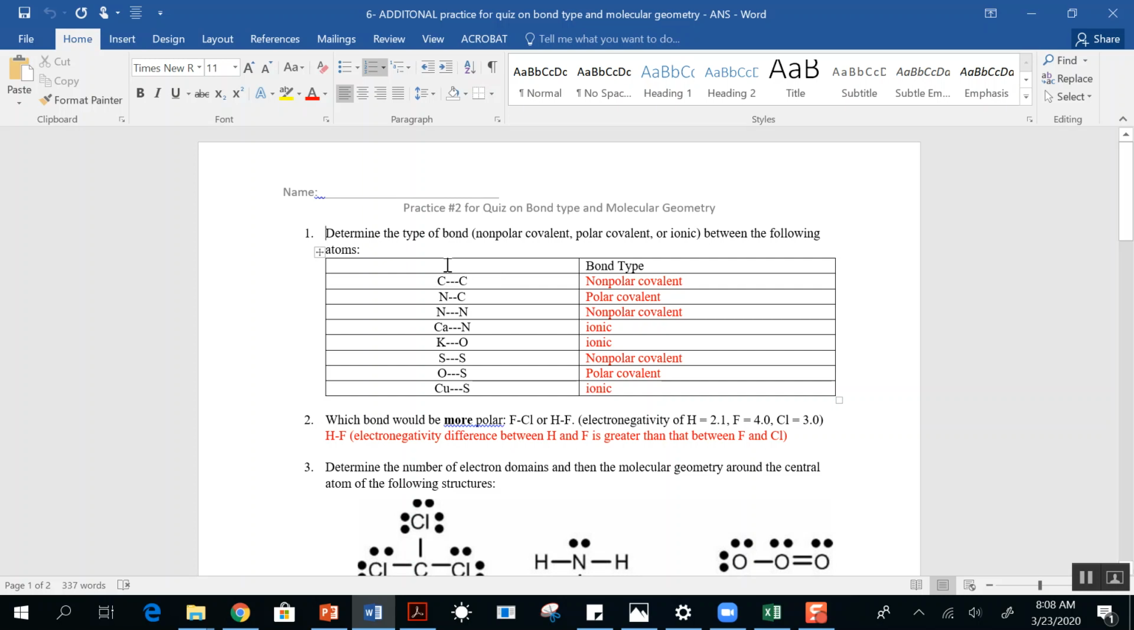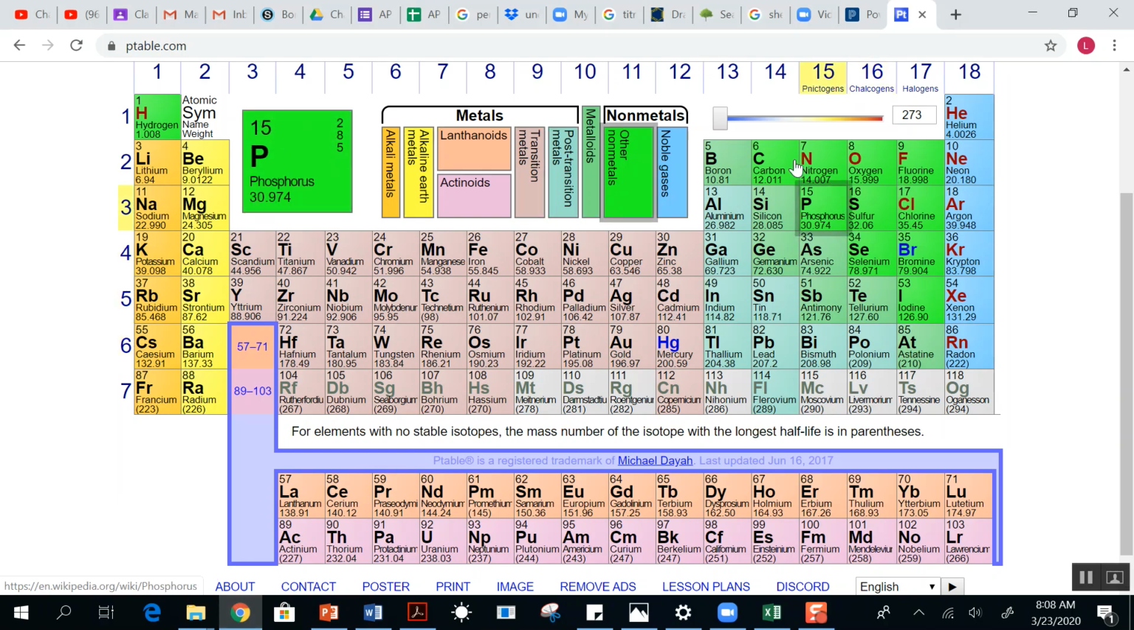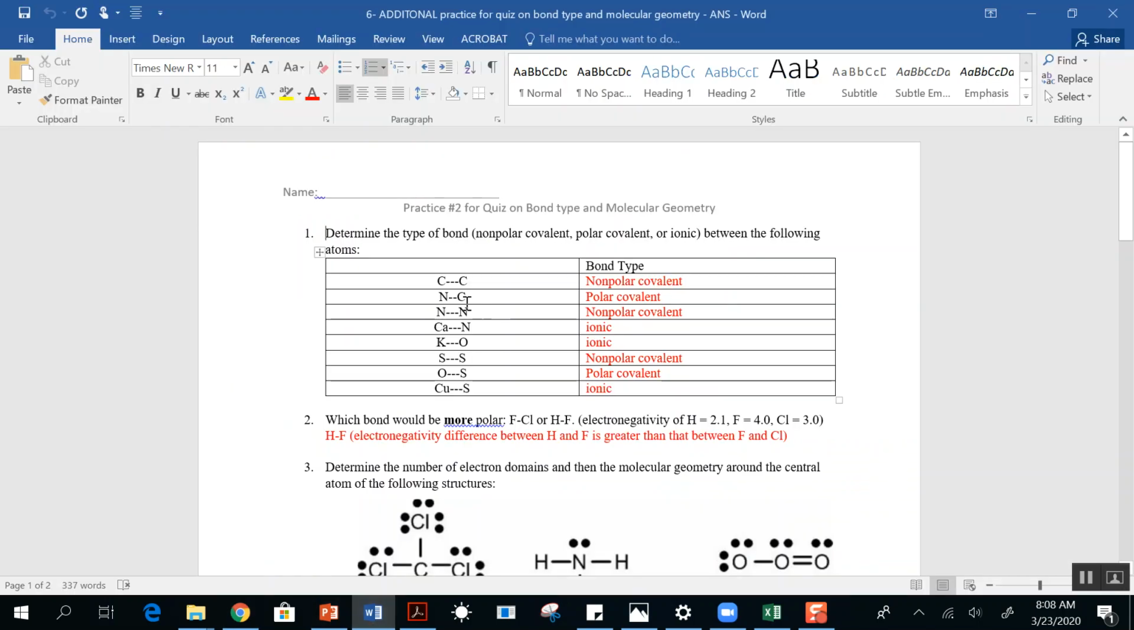If I then see two of the same nonmetal that have the same electronegativities, so they have the same attraction for electrons, those electrons would be shared exactly equally between each of those, so it would be a nonpolar covalent bond. So if you see two of the same nonmetals, nonpolar. If you see two different nonmetals, these are each nonmetals. Okay, if I go to my periodic table, here's C, here's N, they're both to the right of that bold staircase. So these are two different nonmetals with two different electronegativities, so this is a polar covalent bond.